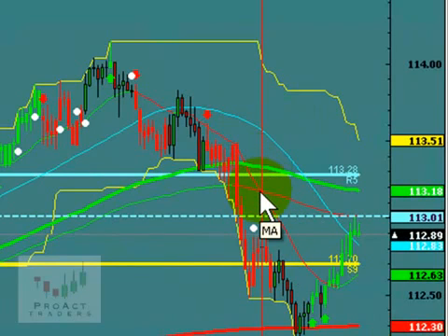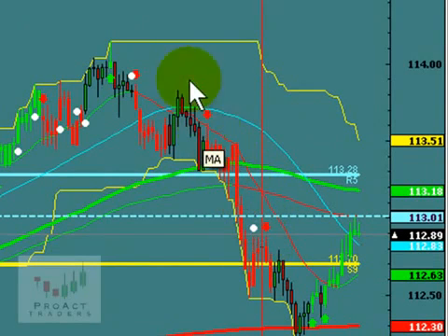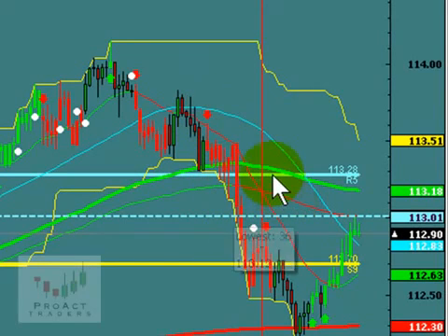Once again, we have a moving average crossover here. Where did that occur? On this candle right here. Well, you can see we would have been in up here. So, we're significantly up in pips as opposed to waiting for a moving average crossover to occur.